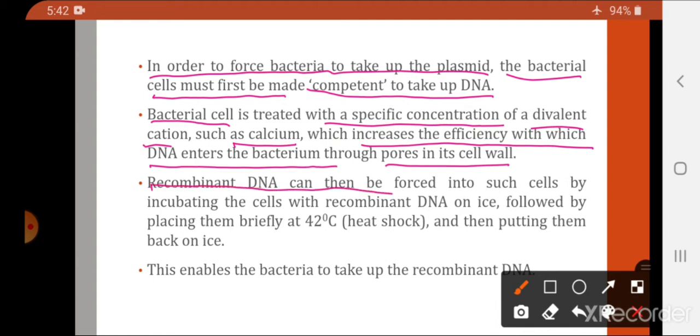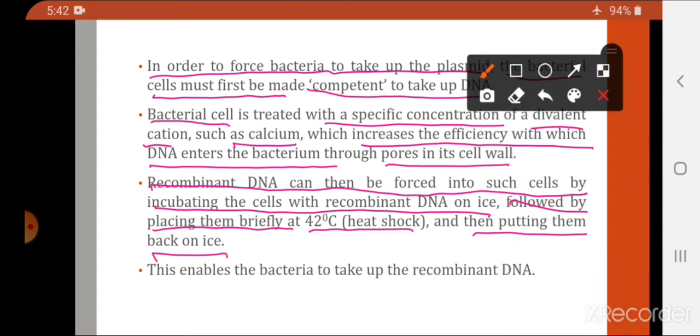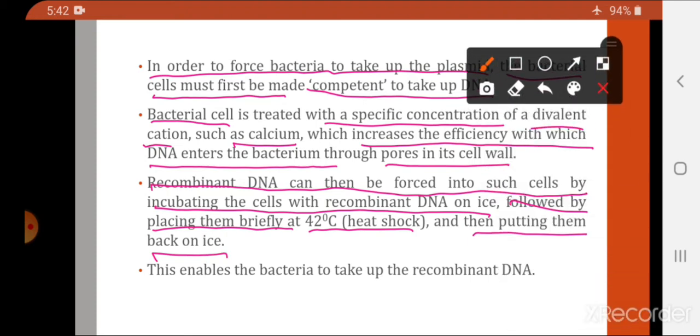Recombinant DNA then can be transferred into such cells by incubating the cells with the recombinant DNA on ice, followed by placing them briefly at 42 degrees Celsius, that is heat shock, and then again putting back on ice. So see student, what is the procedure? पहले तो बैक्टीरियल सेल को कैल्शियम आयन से ट्रीट करना है, जिसकी वजह से जो बैक्टीरियल सेल वॉल है it becomes porous and it allows the DNA to enter the cell.